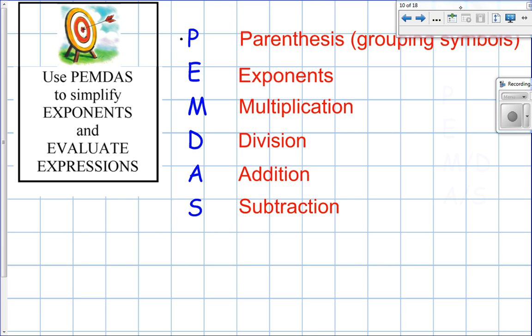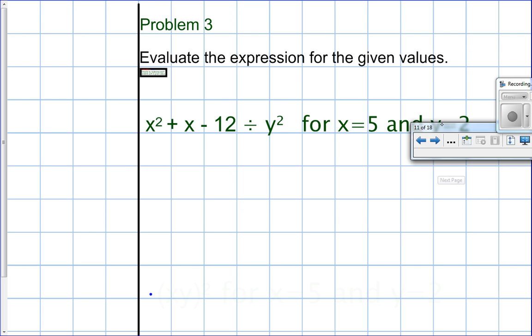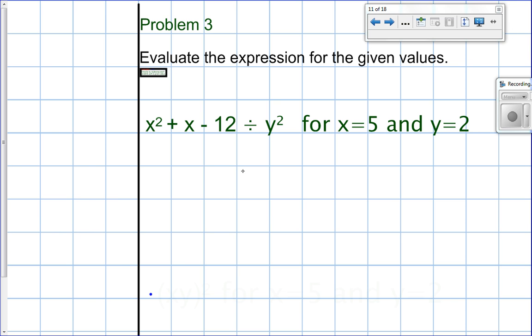Now, if you remember from yesterday, we talked about the order of operations, and our learning target was to use PEMDAS to simplify exponents and evaluate expressions. And we reviewed what each of these letters, PEMDAS, means. And we did a couple of examples. We left off with example 3, and it looked like this. You should have this written in your notes, and if you don't, go ahead and hit the pause button and get this example copied down, and then we'll take a look at it.